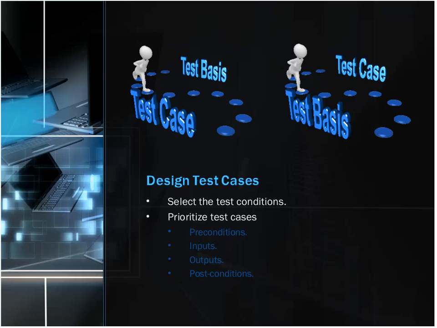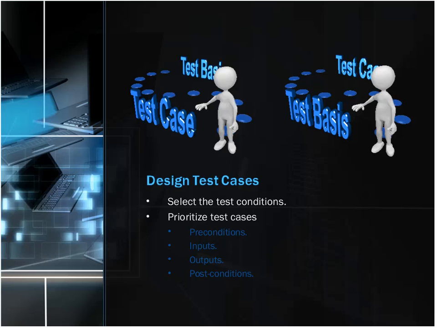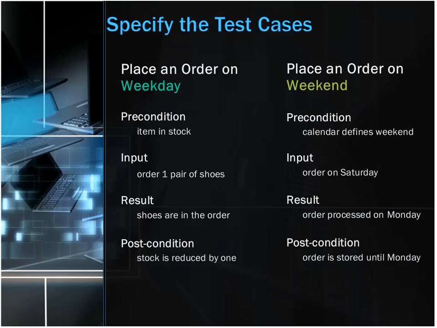So test cases have 4 pieces: precondition, inputs, outputs, and post conditions. And based on those 4 pieces and my identified test conditions from earlier, I have 2 examples of test cases. The one on the left is to place an order on a weekday. My precondition is I need to have the item I'm going to order in stock. My input is to order a pair of shoes. The result is the shoes are in the order, and the post condition is my stock goes down by 1.